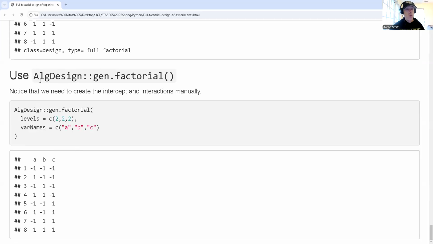Now we can also use the algorithmic design function, genFactorial, and this works out for us. Once again, I have to create the intercepts and interactions manually.